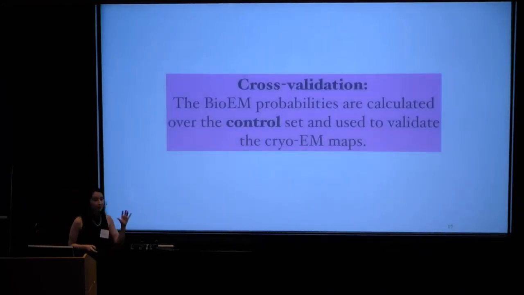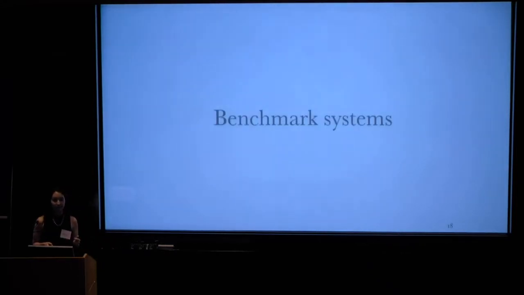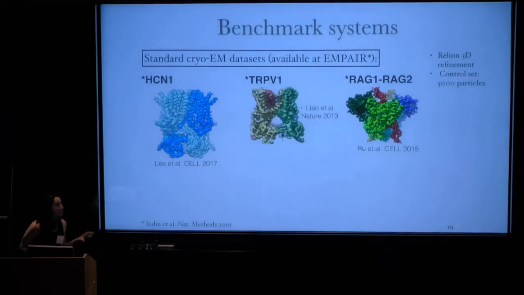So now what we want to use it for is cross-validation. We calculate these Bayesian probabilities over the control set to validate the Cryo-EM maps. We use several benchmark systems. These are available at EMPIAR, and they have different ranges of resolution from 5 to 3 Angstrom.